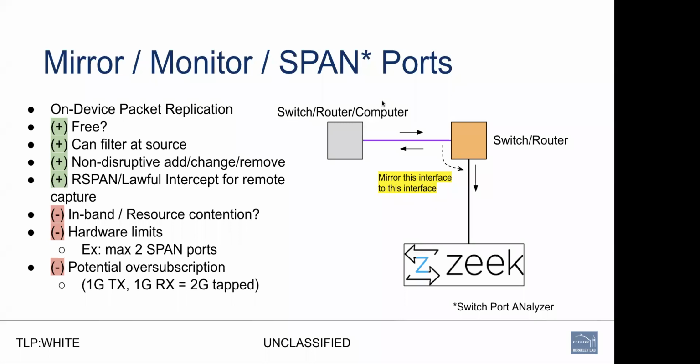There are some technologies that allow encapsulation of that mirror traffic into UDP packets, and then you can just send it over a typical IP network. So RSPAN and lawful intercept are examples of that.